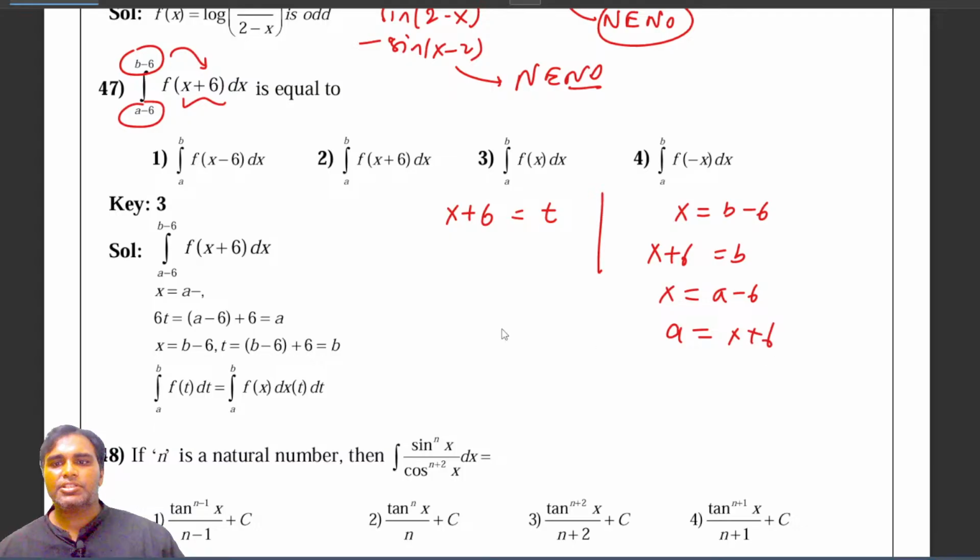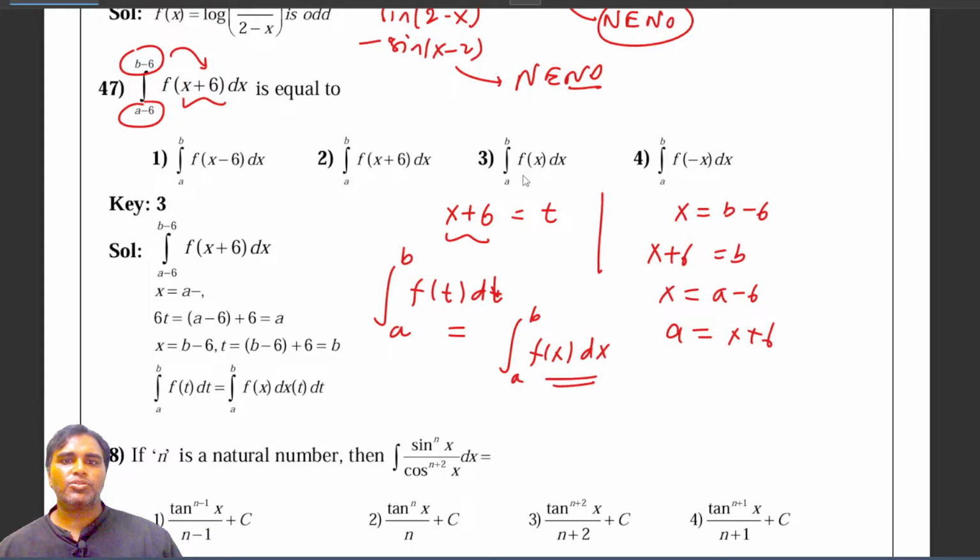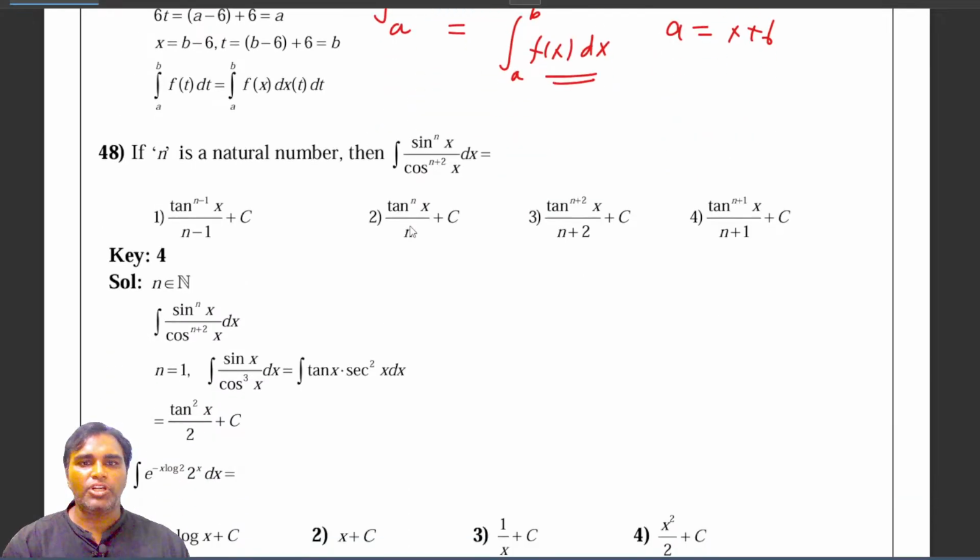So for x plus 6, my limit will change to a, and this will be b, and this is f of t. Now the first property, that if t is replaced by x, there is no change in the limit. So integral of f(x) dx from a to b. So the answer is the third option. 47, what is the answer? Option 3. 48, let's move.